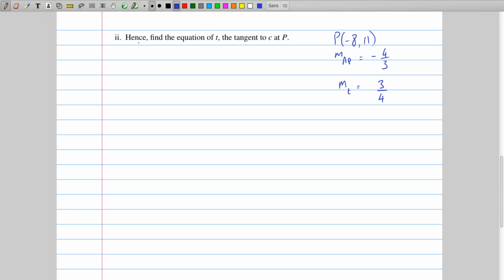Now we can use that information to find the equation of t, because we know the equation of a line is given by this formula, y minus y1 equals m times x minus x1. Since it passes through P, that's going to be our x1 and y1. So we end up with y minus 11 equals, the slope is 3 over 4 times x minus, it's going to be a minus 8. So that is y minus 11 equals 3 over 4 times x. This is a plus 8, and 3/4 of 8 is 6.